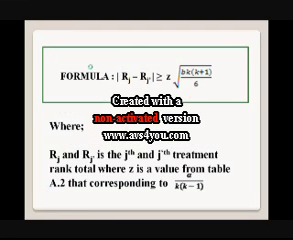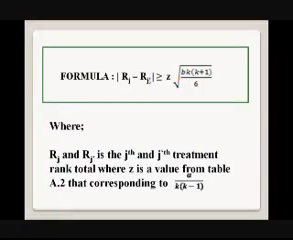Like we see here, this is the formula for the Friedman test multiple comparison procedure. From the left hand side we have the absolute value of Rj minus Rj prime, and from the right hand side we have z times the square root of b k times (k plus 1) over 6, where Rj and Rj prime are the treatment rank totals, and z is the value that we can get from table A.2 corresponding to alpha over k times (k minus 1).